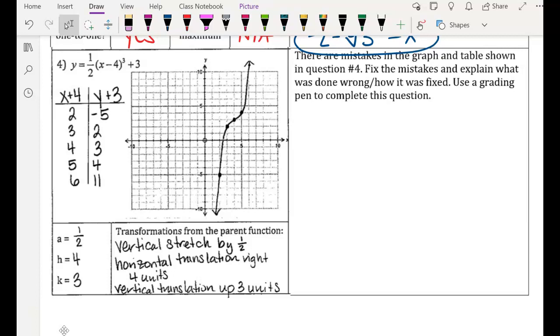As you can see here, this direction is slightly different. It says there are mistakes in the graph and table shown in question number 4. Fix your mistakes here and explain what was done wrong and how you fixed it. Now, I would like for you to take a few minutes and do this on your own. You will not get credit, students, if this is not done when you turn in your notes outline.